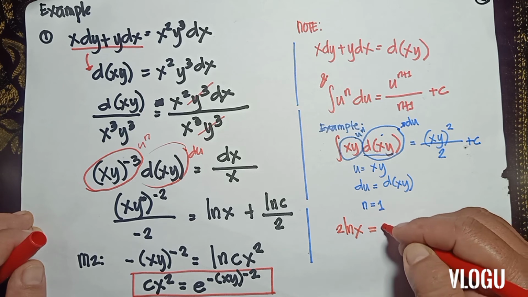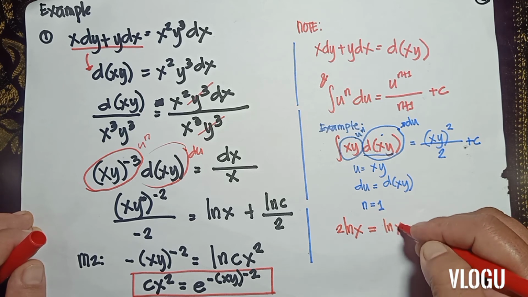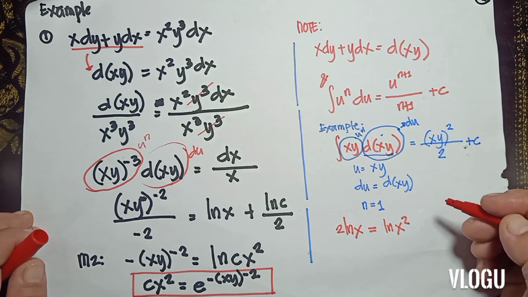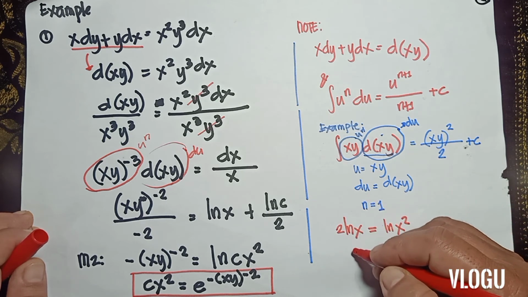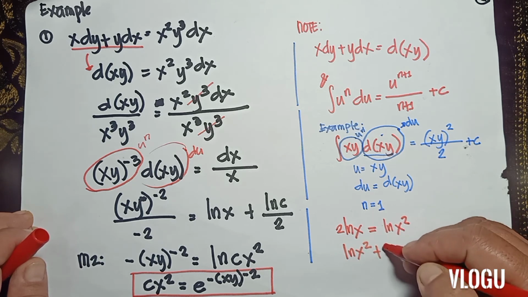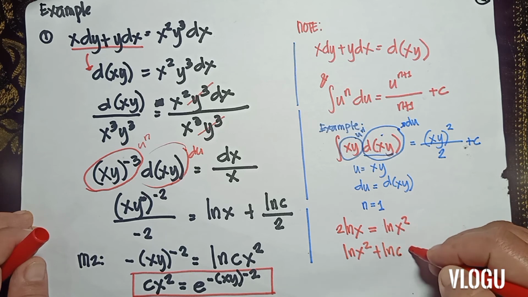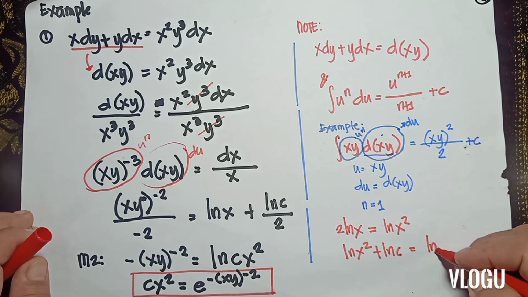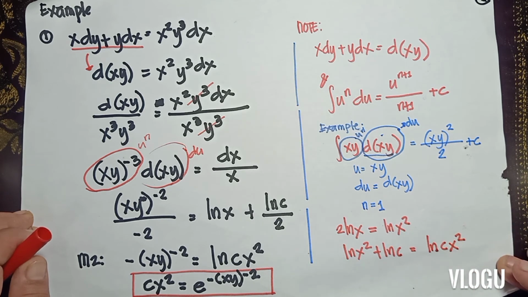That is equivalent to ln of x squared. So that's the reason if you will have ln of x squared plus ln of c, that is ln of c x squared. That is the law of logarithmic functions, di ba? So that's the reason we will have ln of c x squared.